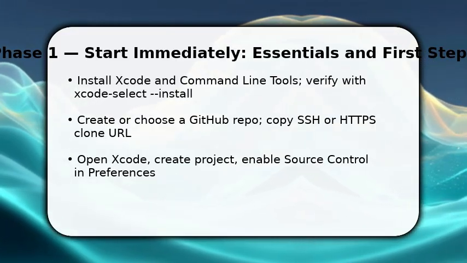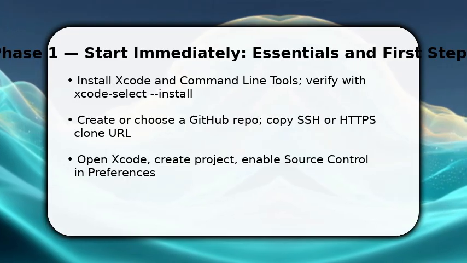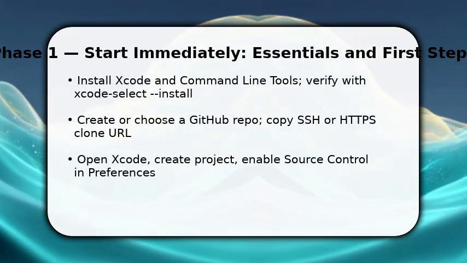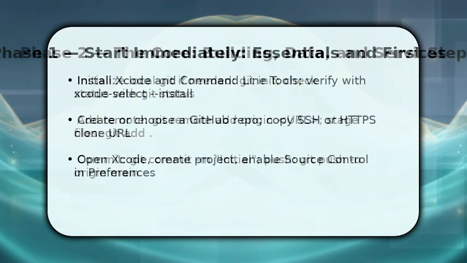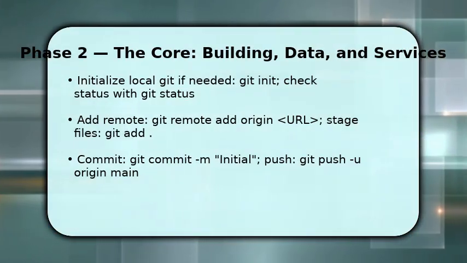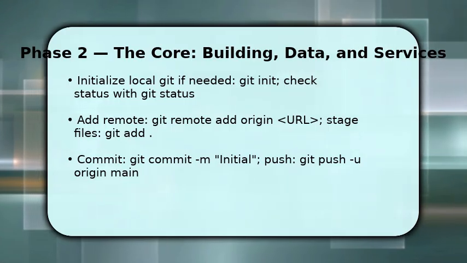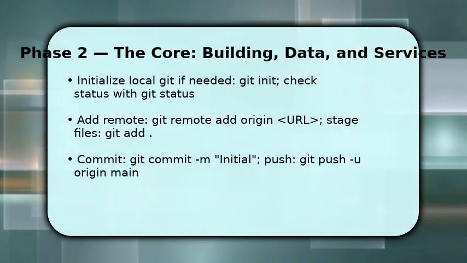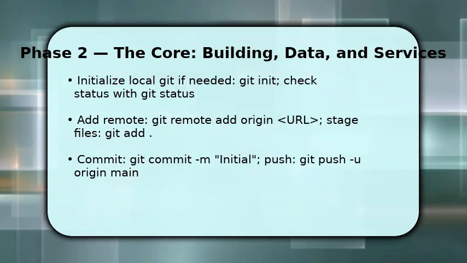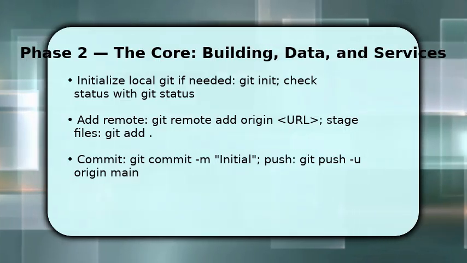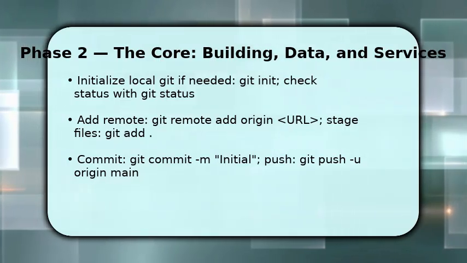Then open Xcode, create the project, and enable source control in preferences. Next step, adding the remote and committing: you now connect your local project to GitHub and make the first commit. If Xcode didn't create Git, run git init and confirm with git status. Next, add the remote using the repo URL, then stage files with git add. Use a clear commit message for history.